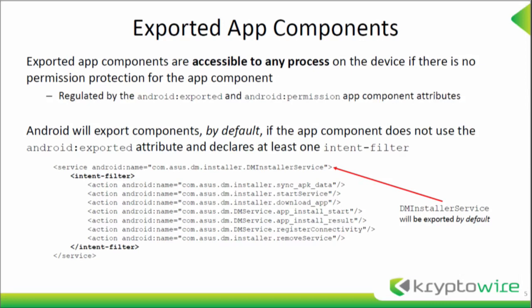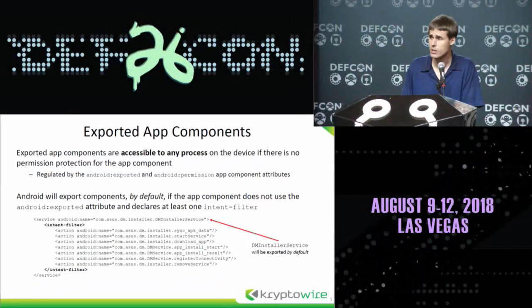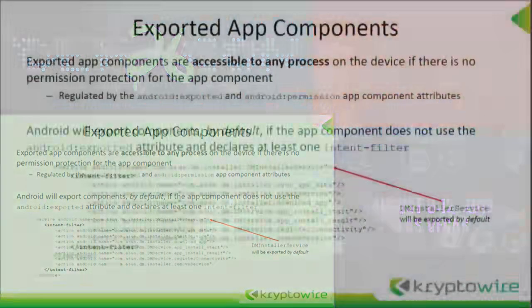So what makes an application component accessible or not to other processes on the device? It's regulated by two attributes that would be present in the application component declaration in the manifest file. And there are some instances where Android will by default export an application component. If it doesn't use the android:exported attribute and it contains at least one intent filter, Android will export it by default, even though you didn't set android:exported equal to true. So at the bottom there's a service being declared, and this service is exported by default, and using it, you can actually download and install an application.